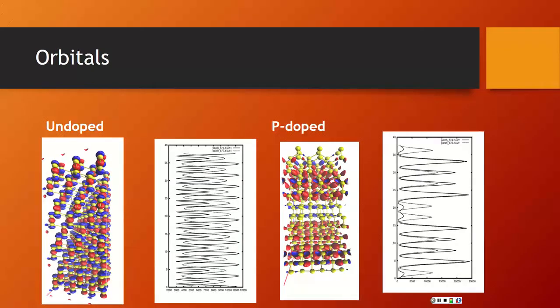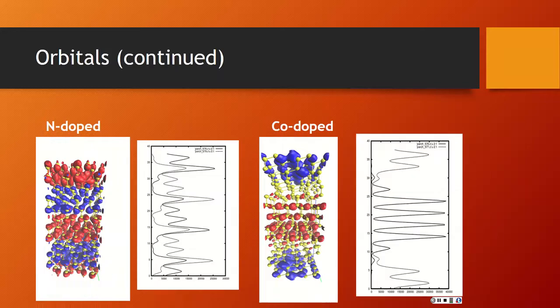And here I have visualizations of the frontier orbitals. In this picture, the red represents the HOMO, and the blue represents the LUMO. As you can see in the undoped model, the orbitals are delocalized. They're spread out throughout the entire structure. You can see a similar thing with the p-doped model. It's not quite as smooth, but it doesn't seem to localize around any particular dopant. Then with the n-doped model, you do see a little bit of localization, probably due to the fact that there's occupied states in the conduction band.